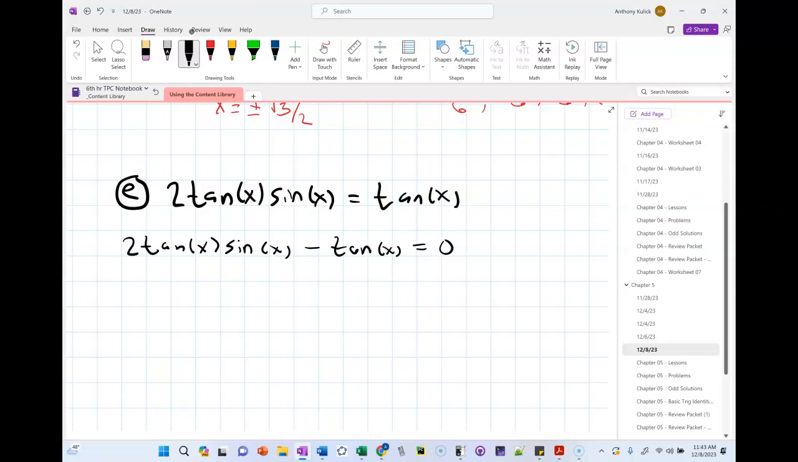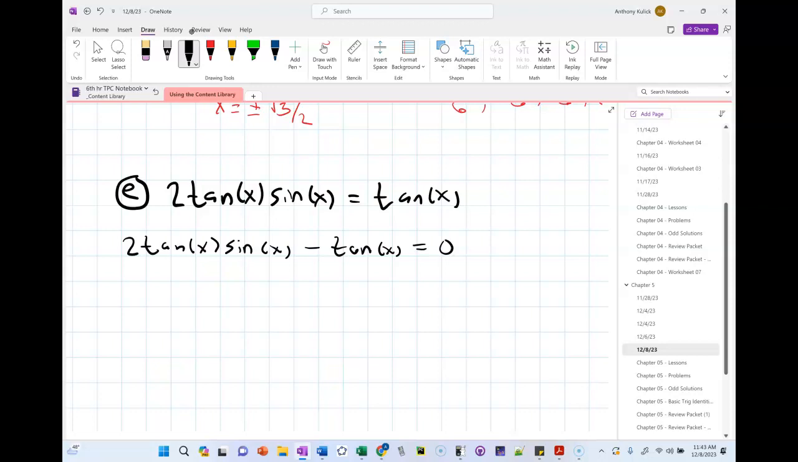So say you had x squared plus 4x plus 4 equal to 0. Right, just like some quadratic. What are the ways you can solve that? Factoring. That's what we're going to do here. So if I look at 2 tan x sine x minus tan x, what kind of factoring is available to us?